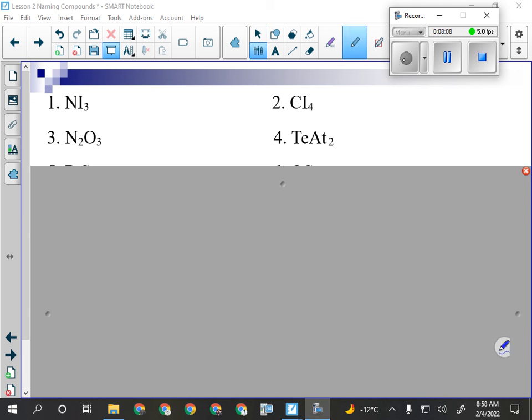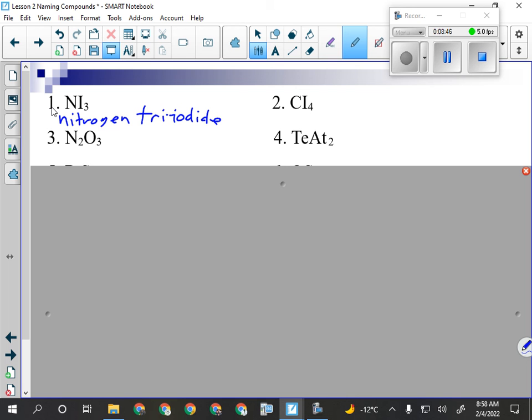Okay, let's have a look at these. On our first one, N stands for nitrogen. No prefix on that because there's only one of it. And I stands for iodine, which will change to iodide. And what prefix am I putting in front of it? Tri, right? So this is nitrogen triiodide. If you got the 2 I's together, you should probably have a hyphen, I think. I don't know. I don't teach English. Something about that feels right.